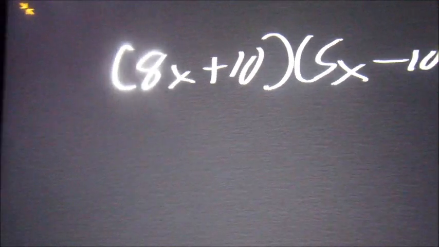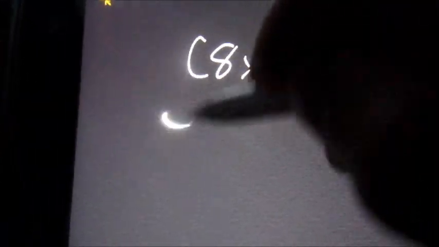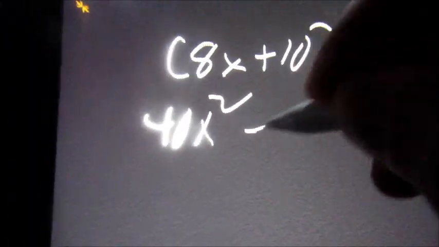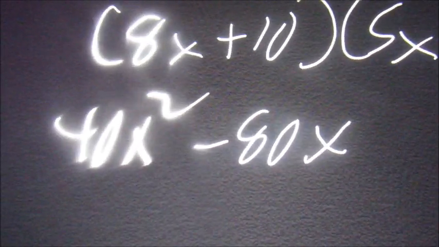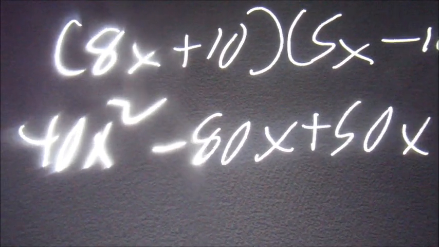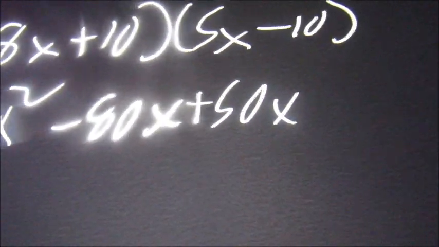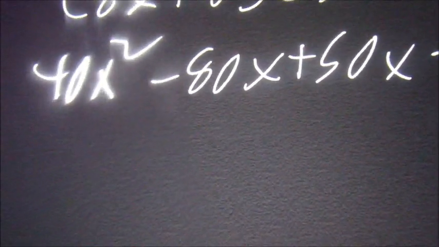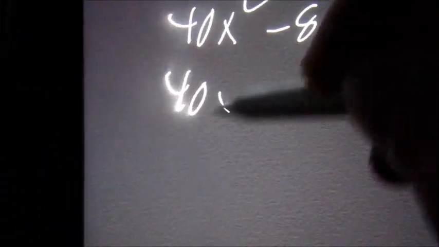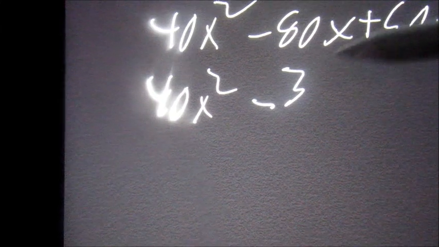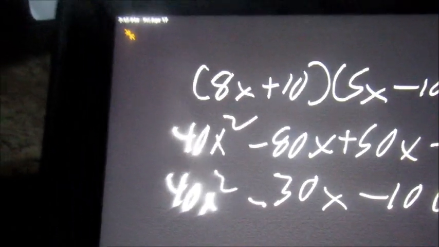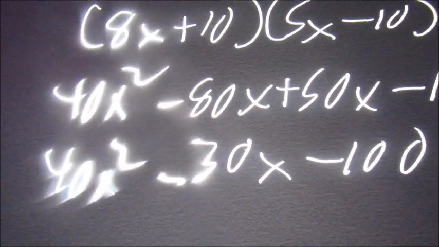So 8x for first, 8x times 5x is 40x squared. And then 8x times negative 10 becomes minus 80x. Inner is 10 times 5x, so it becomes plus 50x. And last is 10 times negative 10, minus 100. We can combine the x terms, which are the middle ones. So 40x squared minus 30x minus 100. So that's what we'll be doing in this section, section 6.3.